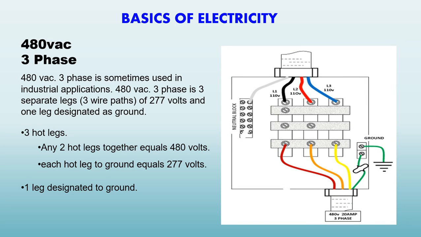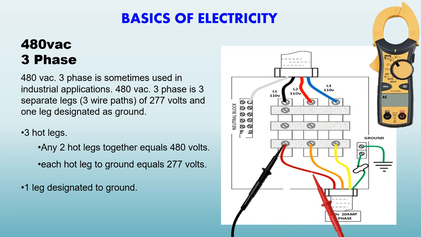Next, we move to 480 volts alternating current. It will be unusual that you'll run across this, but on occasions we will, depending on the type of customers we're connecting to. 480 volt three-phase also has 3 hot legs of current and 1 designated ground.